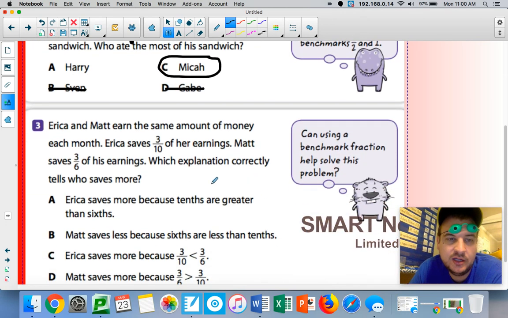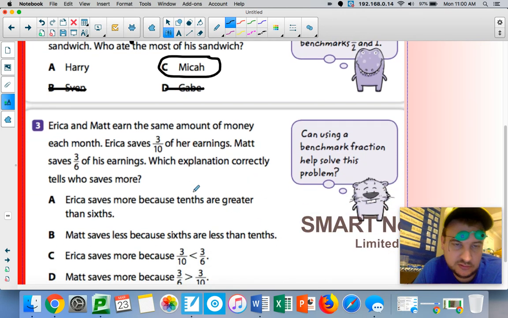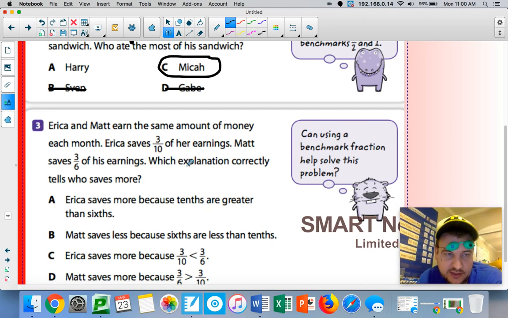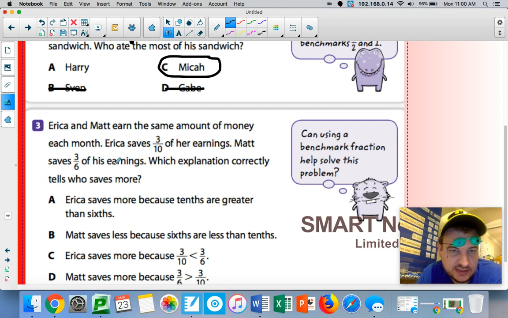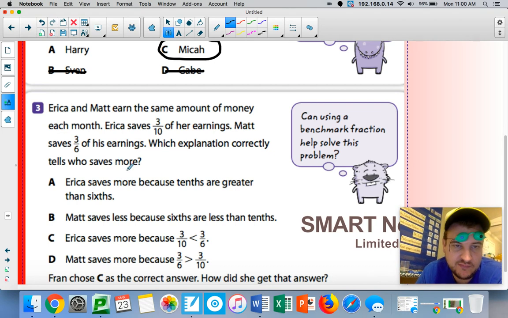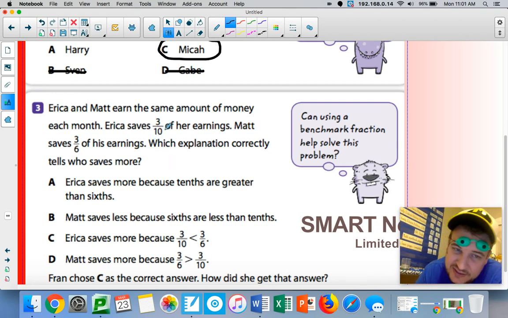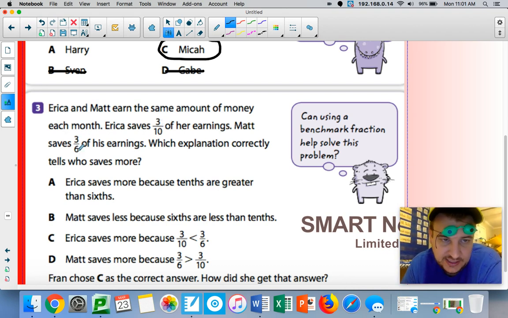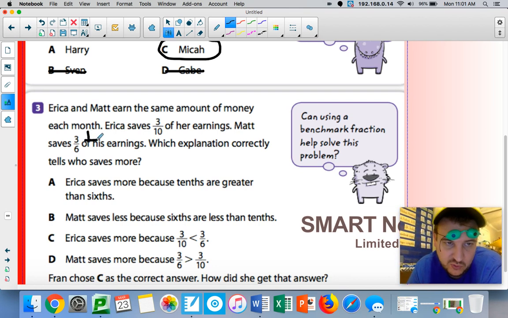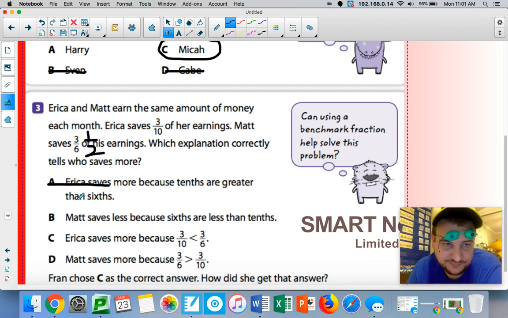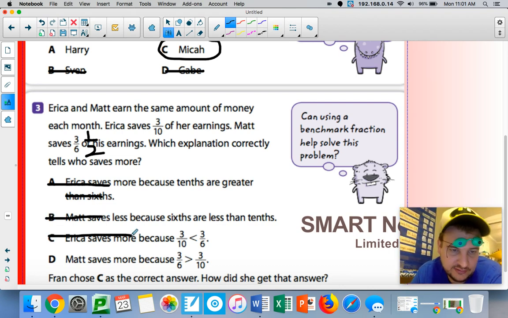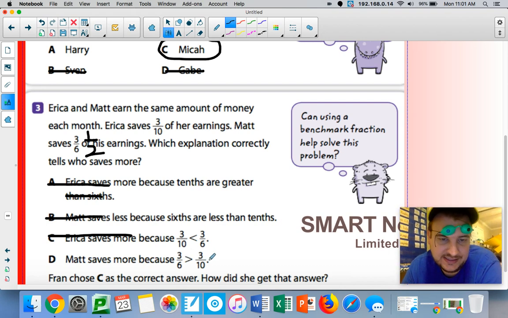Erica and Matt earn the same amount of money each month. Erica saves 3/10 of her earnings. Matt saves 3/6 of his earnings. Which explanation correctly tells who saved more? Okay, so Erica did 3/10. Half of 10 is 5. She didn't save more than half. 3/6, that is 1/2. He's saving more. So I'm looking for ones that say Matt saved more money. Erica saves more. Matt saves less. Matt saves more because 3/6 is greater than 3/10.